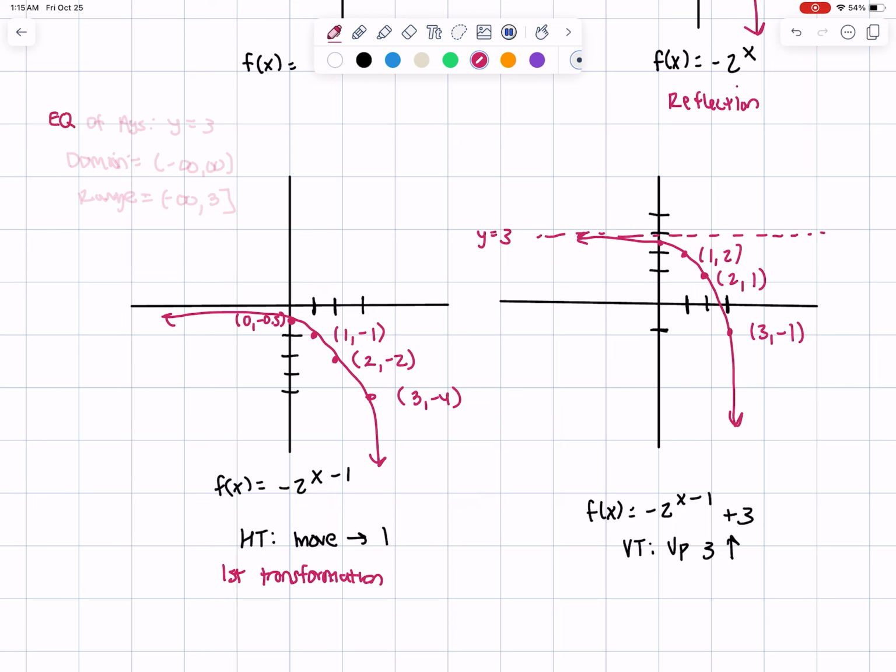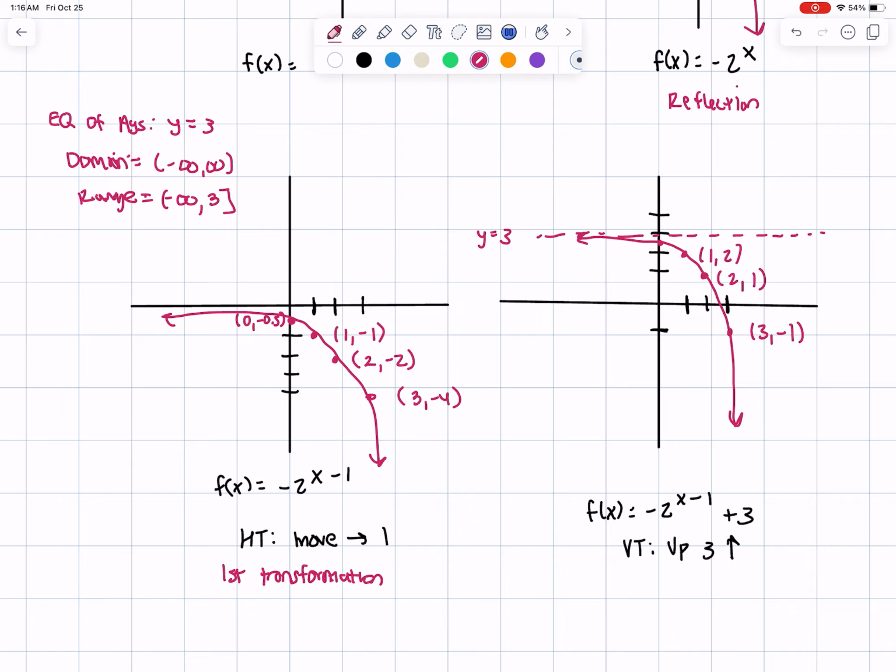So great, now we have our equation of asymptote is 3. And then what about our domain? We know our domain is all real numbers for exponential. And our range is based on our asymptote. Now, if we're in a reflection, we want to write from the bottom up. So since we're starting from the bottom and we're going from -infinity, that'll be our first thing we write. And we stop at 3. So this is how you graph exponential functions.